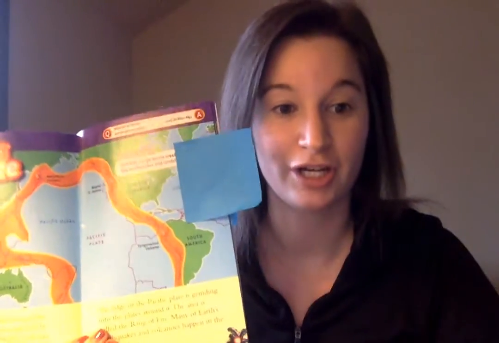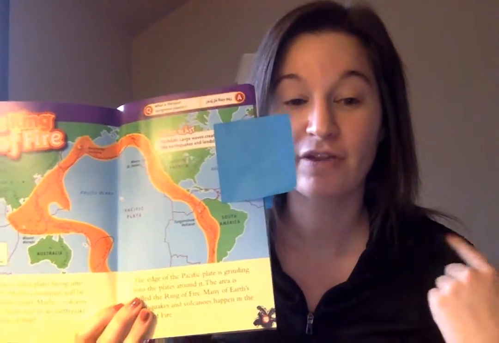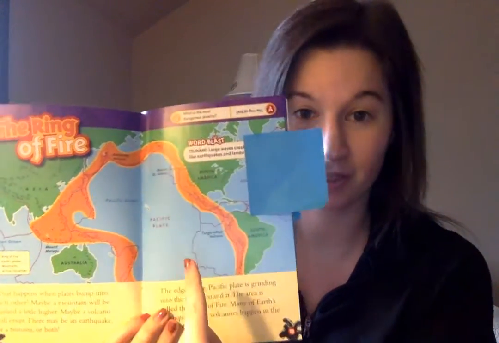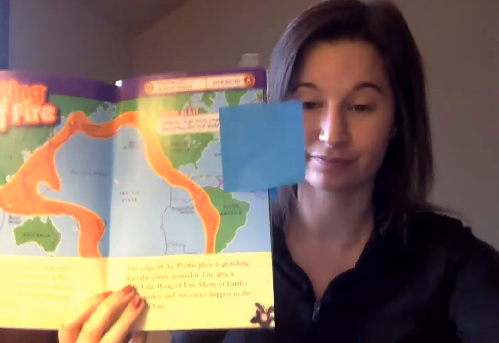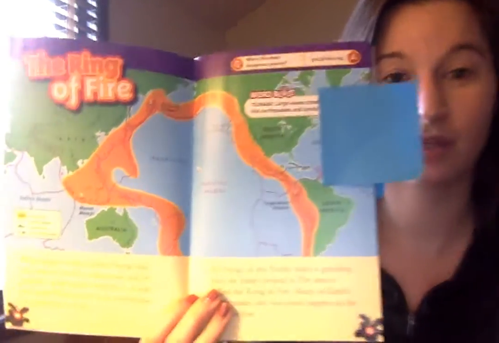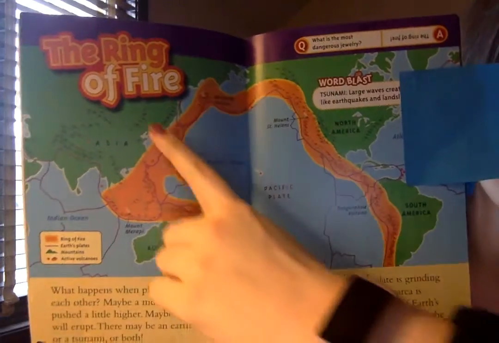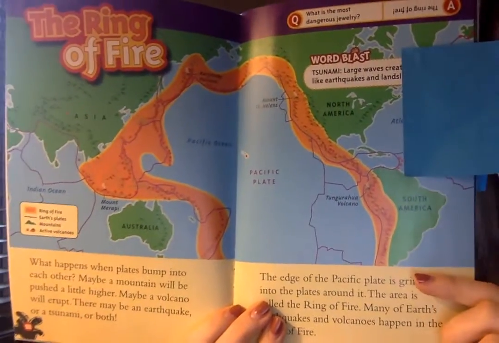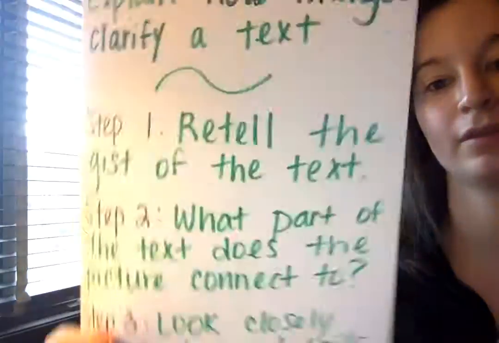So our first question that I'll be answering is thinking, which detail can I find only in the picture and not in the words? So we're looking for details in the picture that are not in the words. So this picture right here is of the Ring of Fire. We can tell by looking at the heading. So let's go ahead and follow our steps to try to figure out what details are in the pictures and not just in the words.